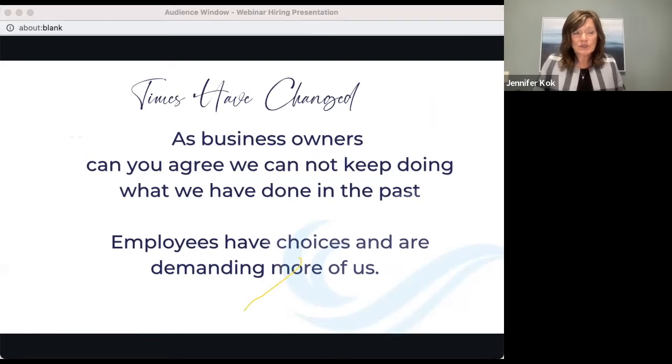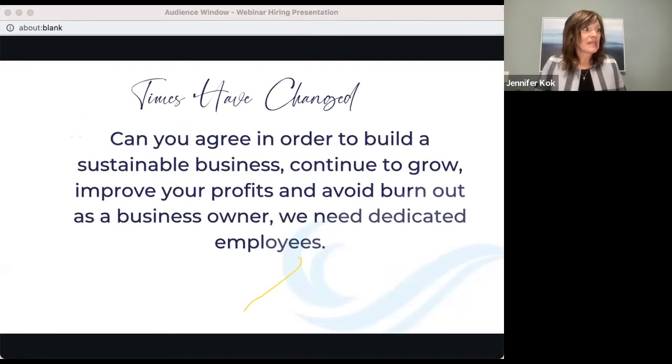Times have changed. And as business owners, can we agree that you cannot keep doing what we've done in the past? Employees have the choices. Employees are in the driver's seat. Can you agree in order to build a sustainable business, continue to grow, improve your profits, and avoid burnout, which is a big one right now, as a business owner, we need dedicated employees.